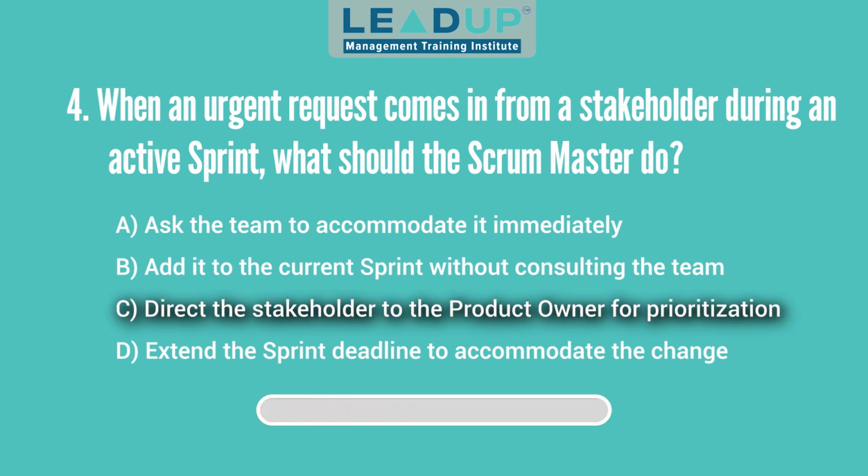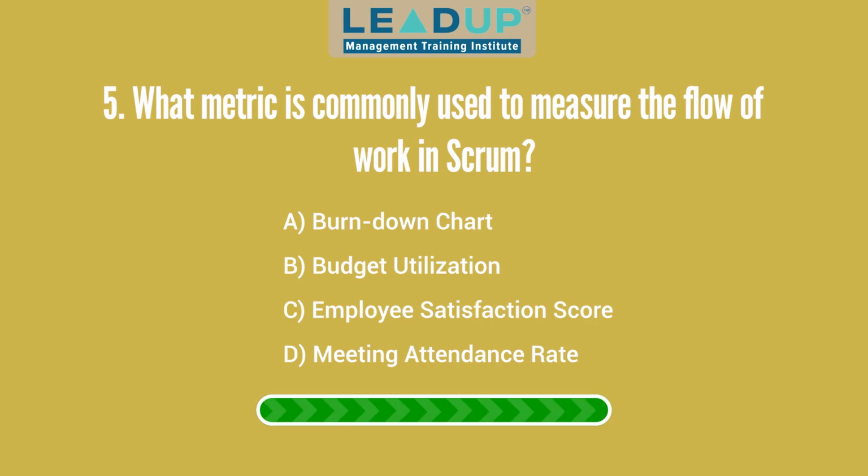Answer: direct the stakeholder to the product owner for prioritization. Question 5. What metric is commonly used to measure the flow of work in Scrum? A. Burn down chart. B. Budget utilization. C. Employee satisfaction score. And D. Meeting attendance rate.